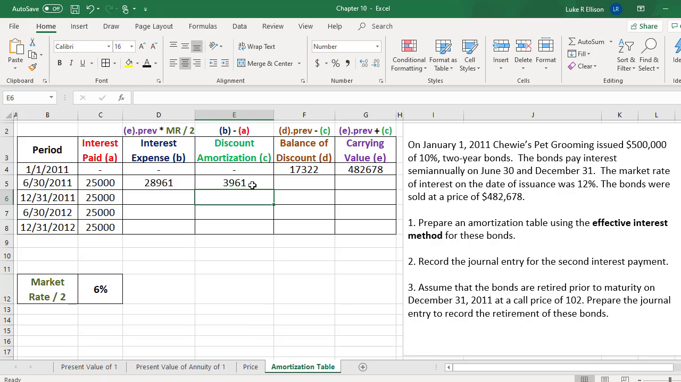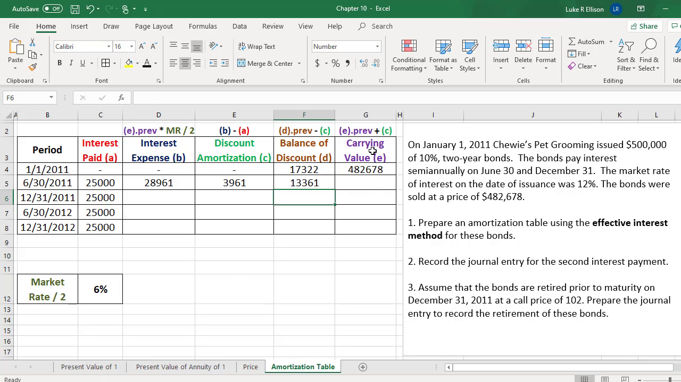And now just note, if you had a premium instead of a discount, then you'd have to actually take A minus B, so the interest paid minus the interest expense. Next, we can find the balance of the discount by taking the previous balance, D previous, and then subtracting C, which is the discount amortization.